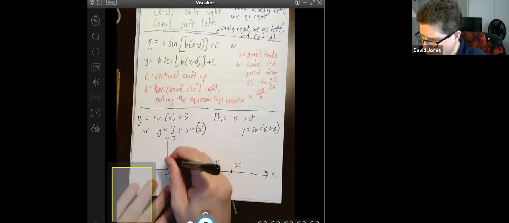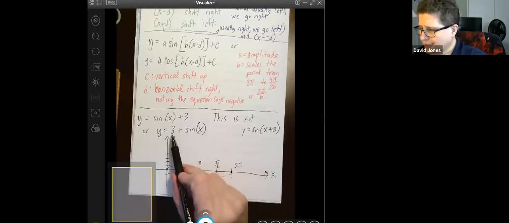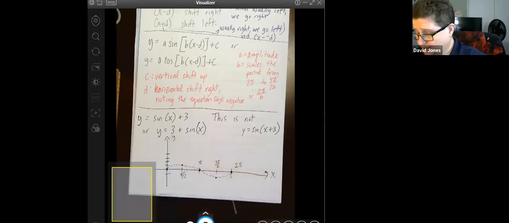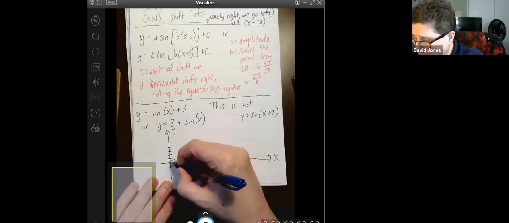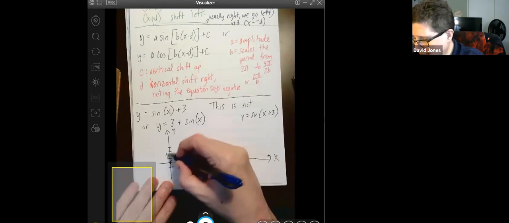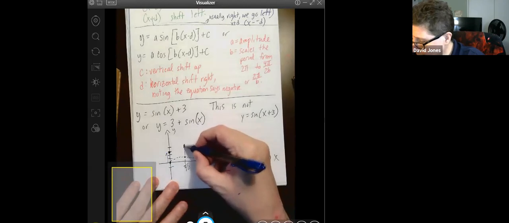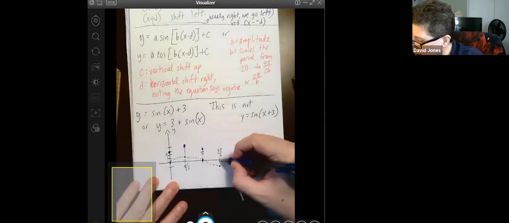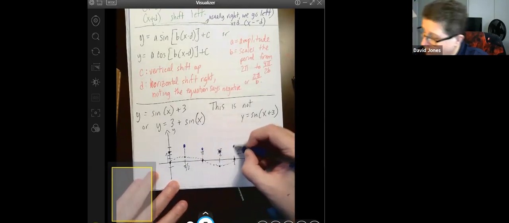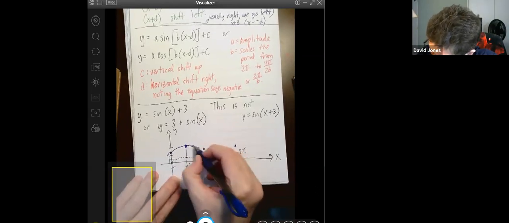Then I need to shift everything up. It's on the outside, so that's a c. That's a positive shift. Every point goes up 3. So this one goes up 3 to here. This point goes up 3 to there. This point goes up 3 to here. This goes up to 2. And that goes up to 3. And the actual graph is higher.